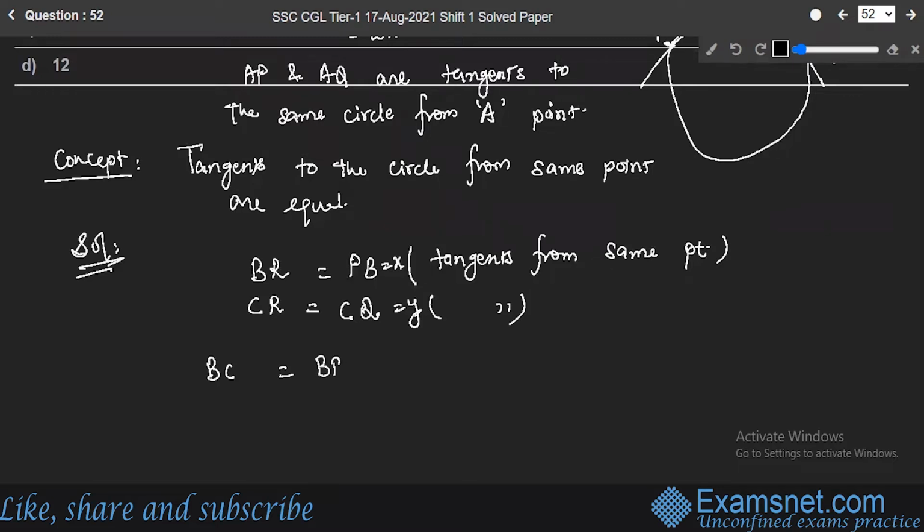BC is equal to BR plus CR, that we assumed as X and Y. BC was given to us as 6. So X plus Y equals 6. This is the first equation.